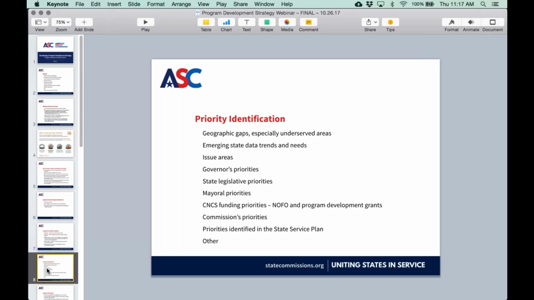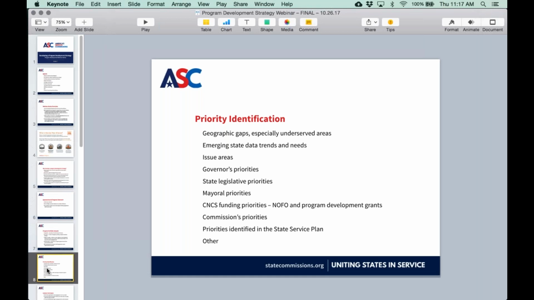Issue areas are always one where folks really think about priorities. So think about what's lacking in your portfolio, or if you have a really strong program in a particular issue area that you think could be doing more, is that an opportunity to prioritize it?